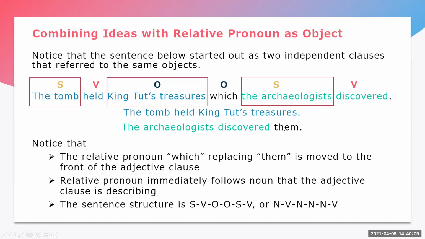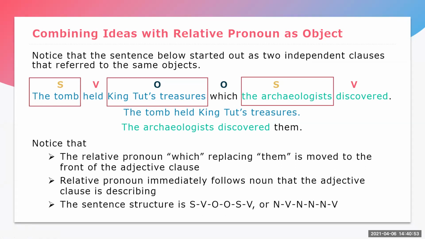Then we need to move which to the front of the adjective clause. So we have which archaeologists discovered. Finally, you need to move the adjective clause so that it immediately follows the noun phrase it refers to. In this case, that's the end of the independent clause, King Tut's treasures, which is the object of that sentence. Notice the resulting sentence structure or word order. Your finished sentence begins with a subject and a verb, which is then followed by two objects, King Tut's treasures and the relative pronoun which.